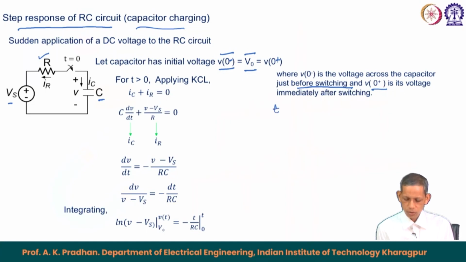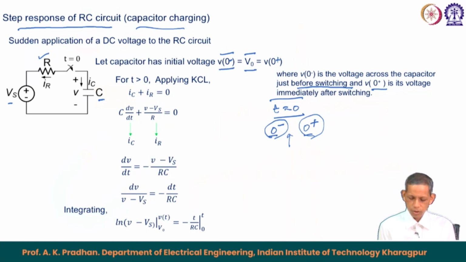So, at t equals to 0 the switching happened. So, we talk about 0 minus and 0 plus. So, because capacitor voltage cannot change instantaneously, whatever voltage the capacitor had at 0 minus, the same voltage will be there at 0 plus. So, that is V 0 minus equals V 0 plus equals V 0, the initial voltage in the capacitor.